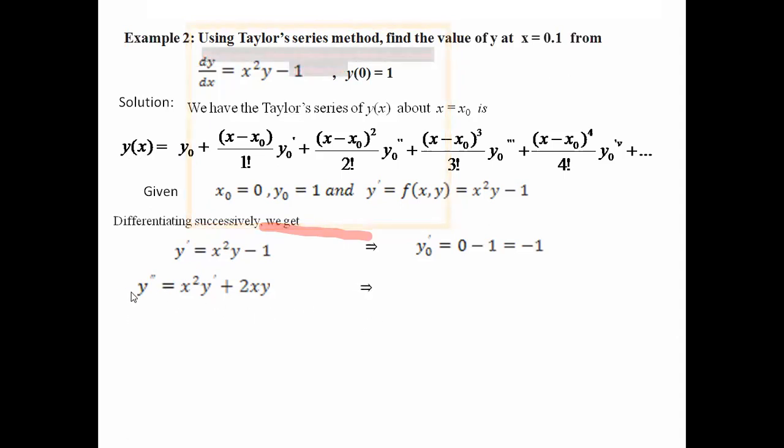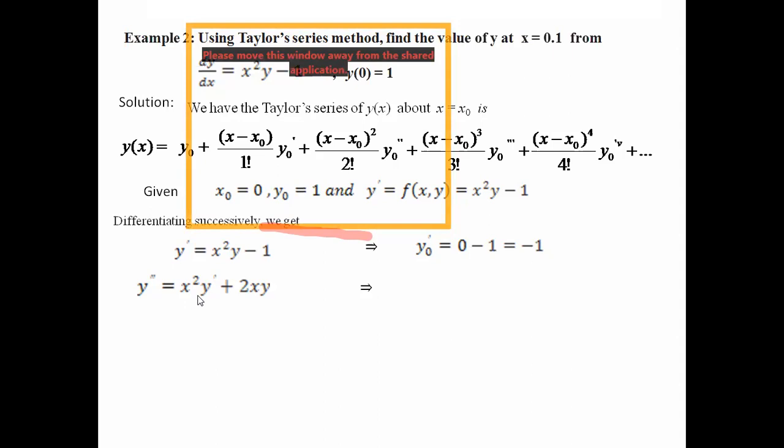But I need here the value of this second derivative at the point x is equal to x naught, y is equal to y naught. Since x naught is 0, whenever x terms exist there, that term vanishes because of this 0. So here 0 into this one is 0, this also is 0. So what we get is y0 double dash is 0.